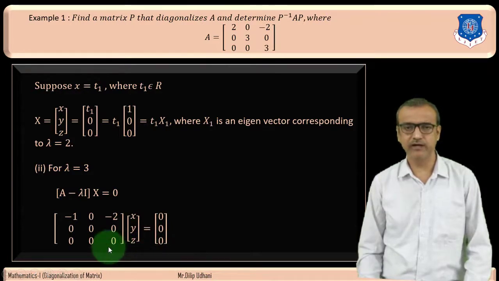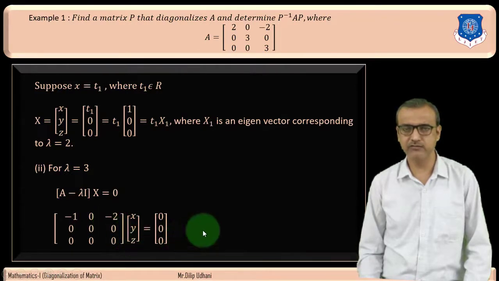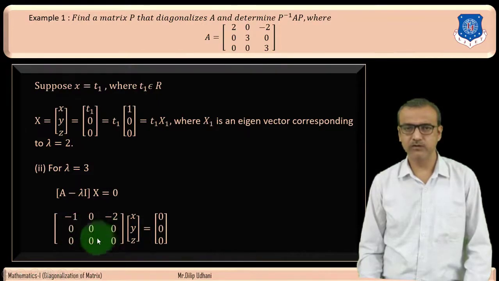Now we have to find the equations from this system. The first equation will be minus 1x plus 0y minus 2z equals 0. Here you can see that row number 2 and row number 3 are both 0, and the leading one is present in column number 1. So x is a leading variable, whereas y and z are free variables.